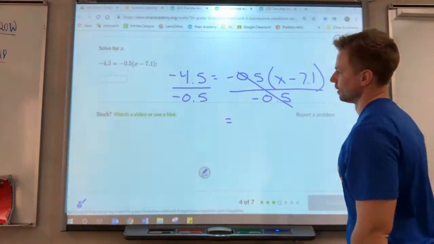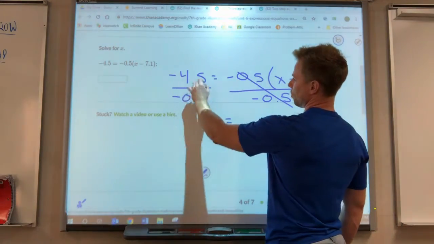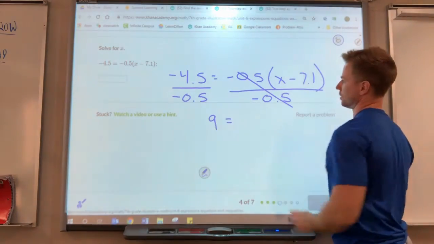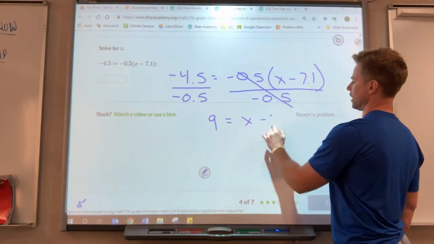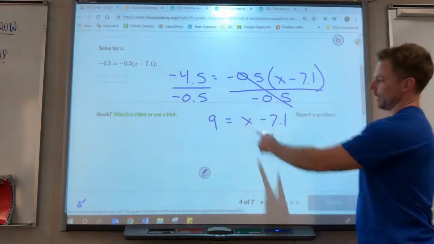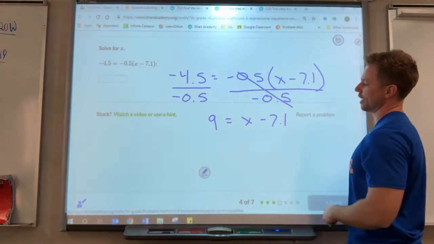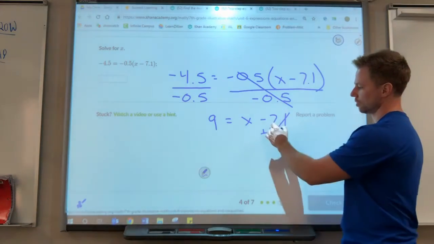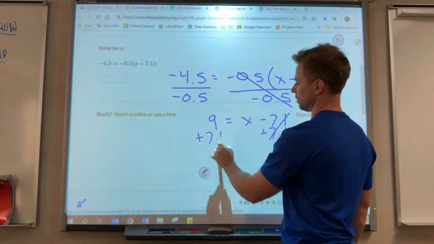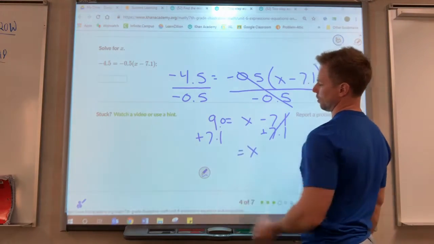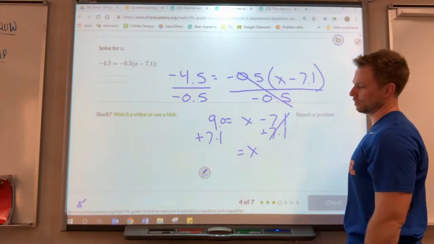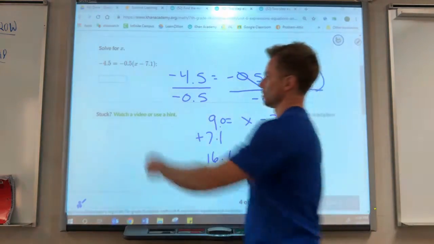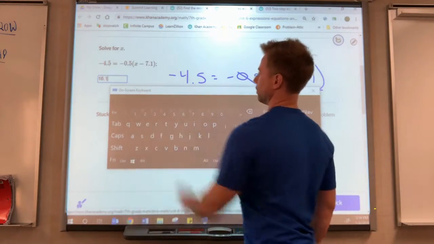Divide by -0.5. 4.5 divided by 0.5 is going to be 9, and two negatives make a positive, so that's a +9. And then x minus 7.1. Now we want to get x by itself, so we have to get rid of that -7.1 by adding 7.1. That equals 0, cancels. What you do to one side, you do to the other side. So we add, remember when you add decimals, you have to line up the decimal. So that's going to give us 16.1. And that's our final answer, just 16.1.